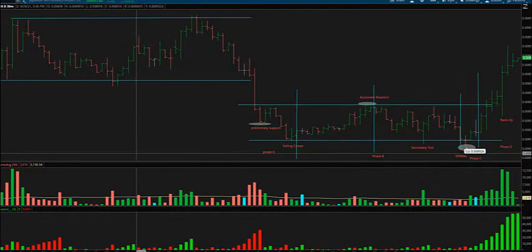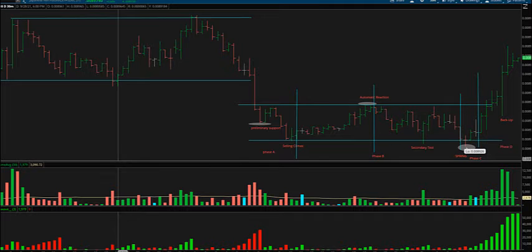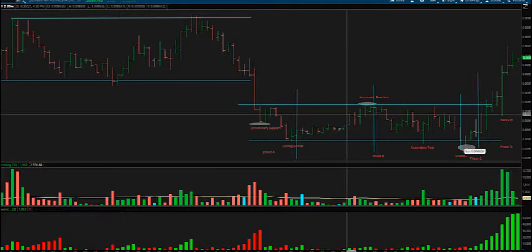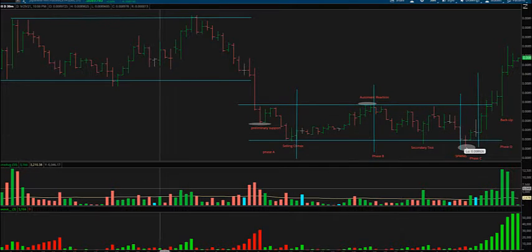So this structure is what repeats over and over and over again before we see either a markdown phase inside of distribution or a markup phase in a range of accumulation like this. It has to be done in this way or it will not work. And that's why it works over and over again in every stock and every market everywhere.